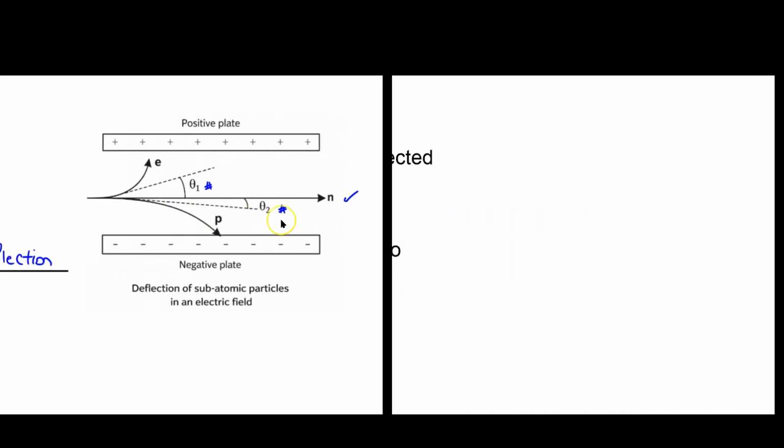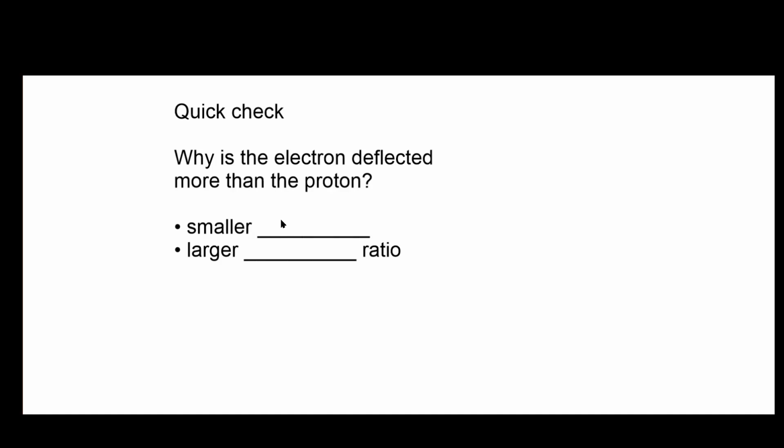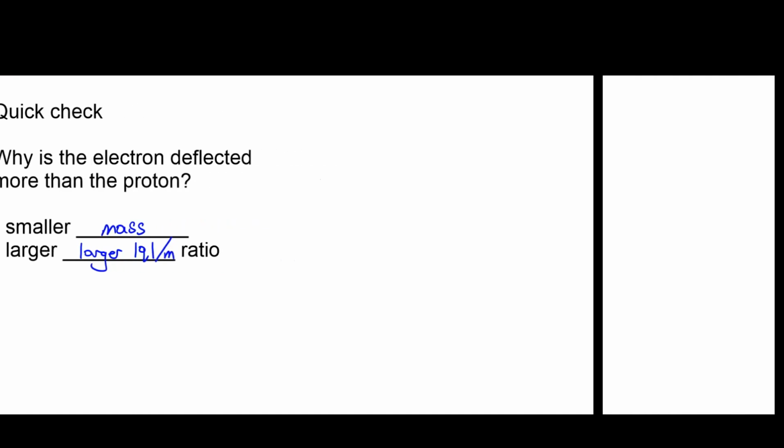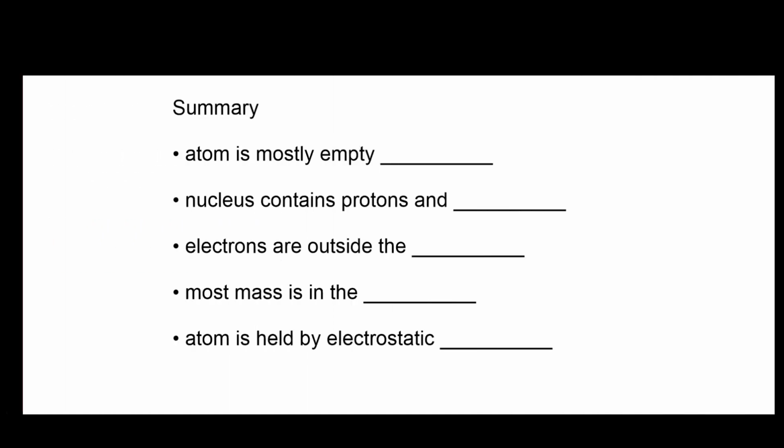Quick check. Why is the electron deflected more than the proton? Pause and think. The key reason is that the electron has a much smaller mass. So it has a much larger charge to mass ratio.